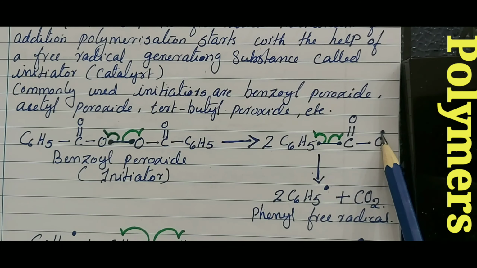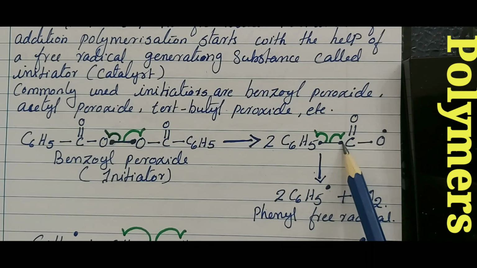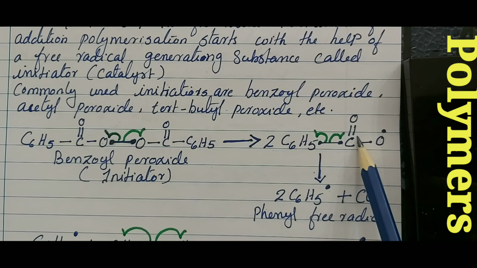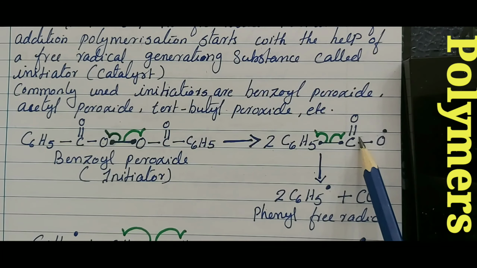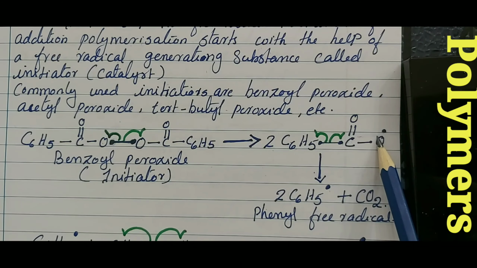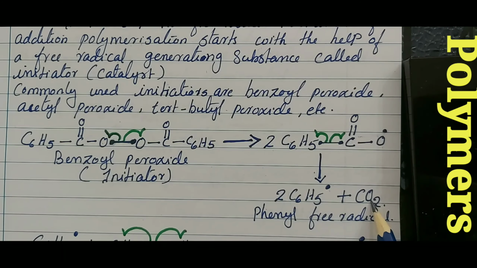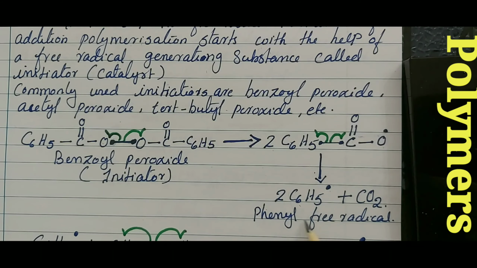Already one electron is here. One electron is coming from this. So one more electron you will get here. So between this and this there will be a bond formation. That's why it is liberated as CO2. So in the first step we created a free radical. This is called phenyl free radical because I used benzoyl peroxide here.